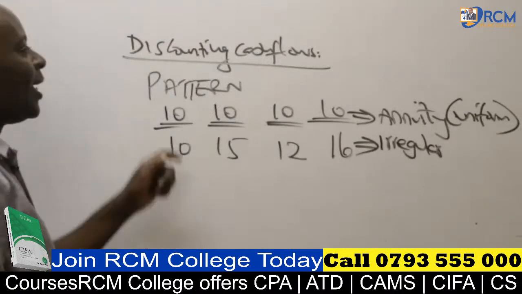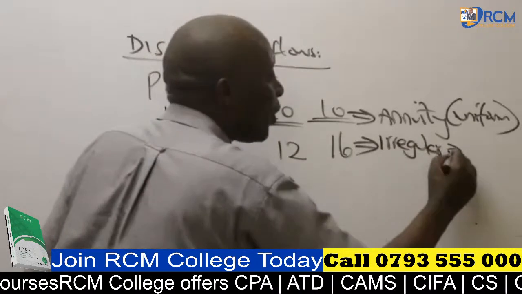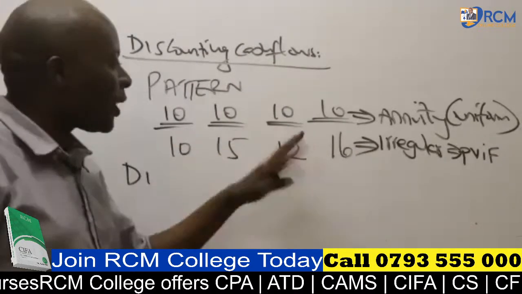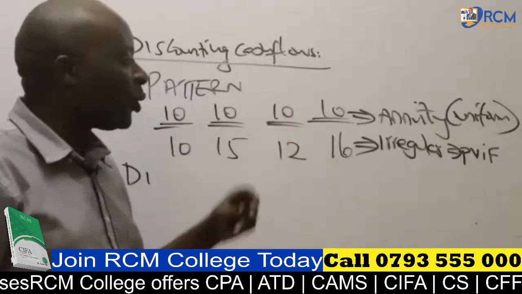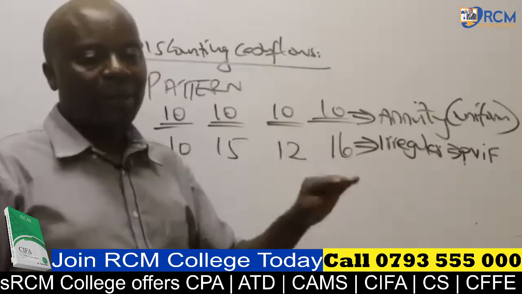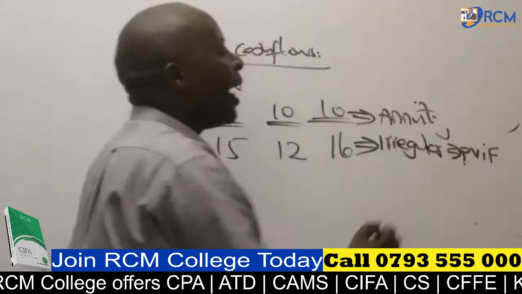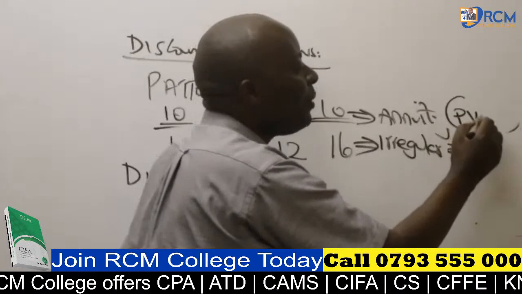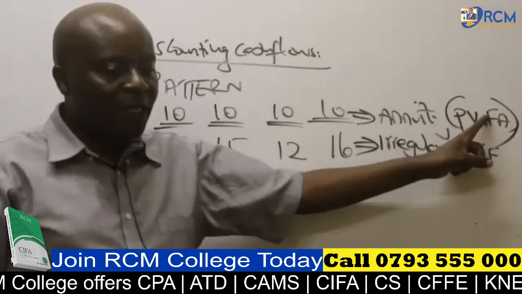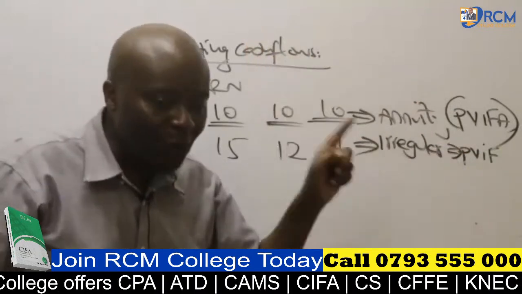And the most important thing is for us to know that when we are discounting irregular cash flows, we shall use what we call PVIF. Whenever we are discounting cash flows that are fluctuating like that, we shall be using PVIF, present value interest factor. And whenever we are discounting annuity cash flows, we shall be using PVIFA. PVIFA is present value interest factor of an annuity.